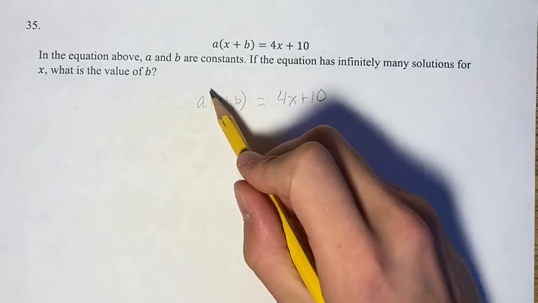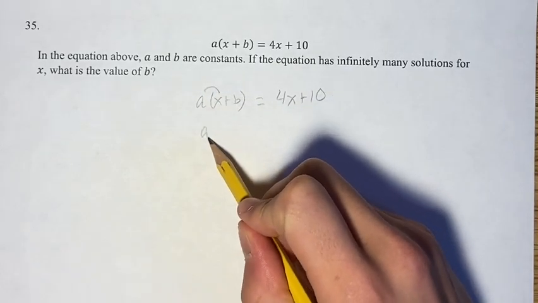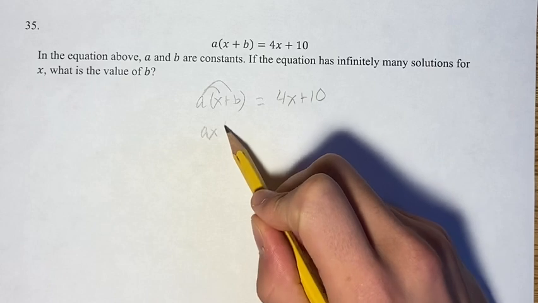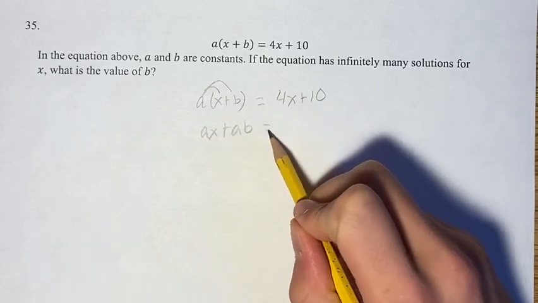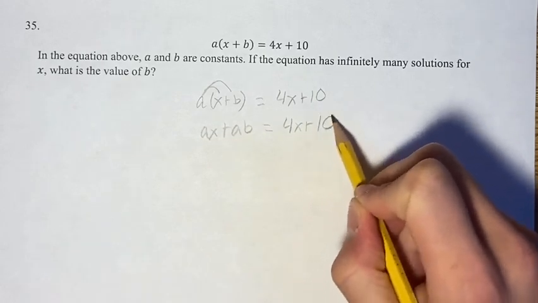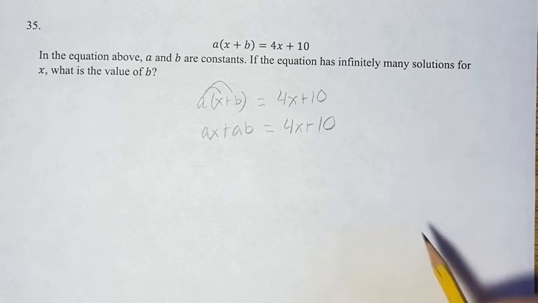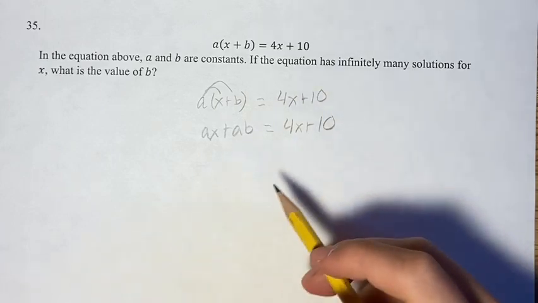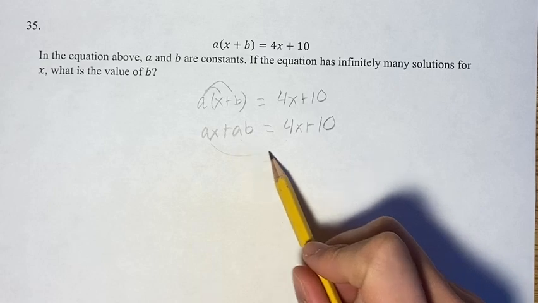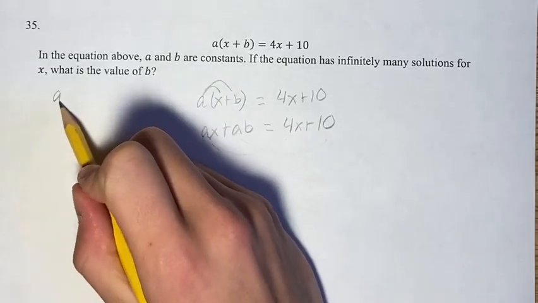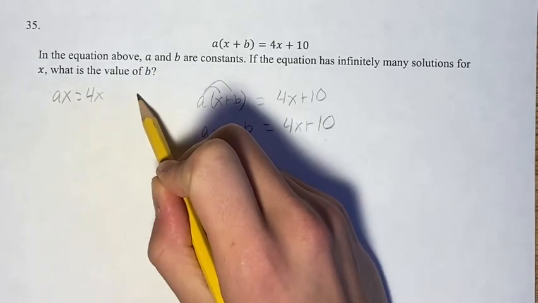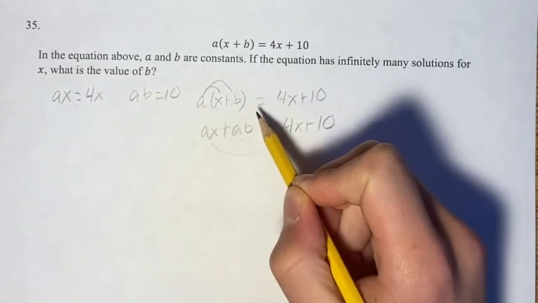So the first thing we're going to do is distribute this. So a times x is ax, plus a times b is ab. This is equal to 4x plus 10. And for this equation to have infinitely many solutions, the x terms have to be equal and the constants have to be equal. So ax has to be equal to 4x and ab has to be equal to 10.